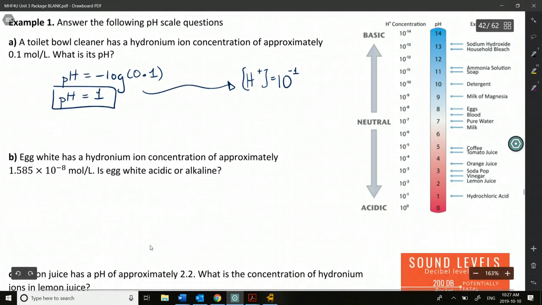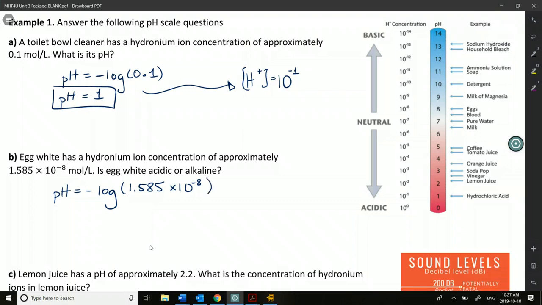Okay, egg white has a hydronium ion concentration of approximately 1.585 times 10 to the negative 8 moles per liter. Is egg white acidic or alkaline? So again, we're just going to plug into our formula here. When I say times 10 to the negative 8, we're saying take that decimal and move it left 8 times. But you should be able to just enter that directly into your calculator inside the logarithm.